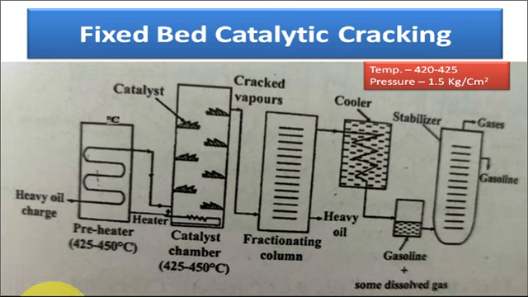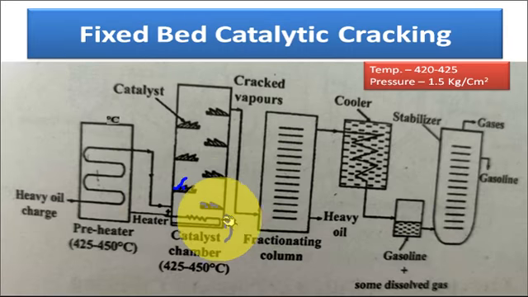In this type of cracking, the catalyst is used in the form of fine granules or pellets like this. This is the catalyst, and the catalyst is mainly alumina silica gel mixed with clay or zirconium oxide, and the catalyst is placed in the catalytic chamber. This is the catalytic chamber, and pellets of catalyst are placed. That means the position of the catalyst is fixed in the chamber. Like this. So this is the fixed position of the catalyst in the catalytic chamber. The temperature of the catalytic chamber is 425 to 450 degrees centigrade.